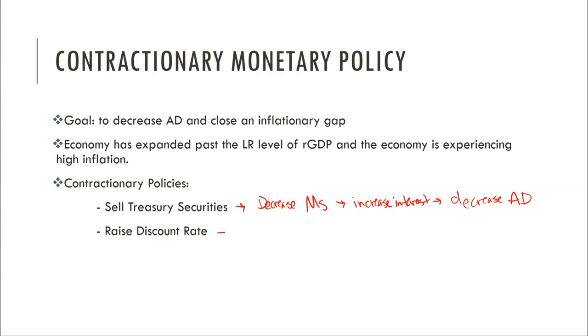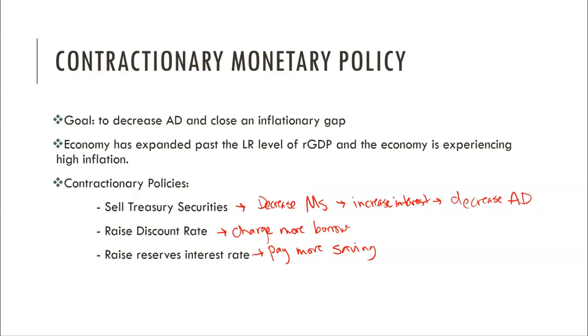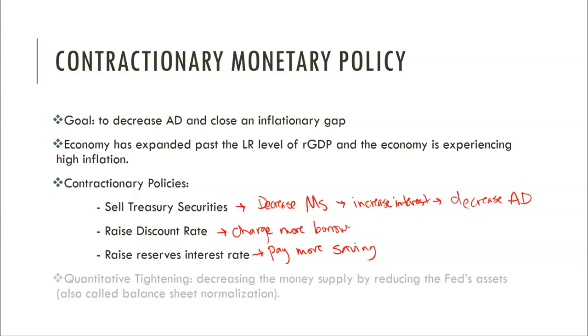They're going to raise the discount rate. So they're going to charge banks more for borrowing. So they're going to want to keep more reserves on hand because they're not going to want to have to do loans. It's going to raise the interest rate on reserves. So they're going to pay more for saving. This is going to incentivize banks to keep more of their reserves at the Fed rather than lending it out to customers. So contractionary policy would be quantitative tightening. This is where you decrease the money supply by reducing the Fed's assets. Sometimes this is also called balance sheet normalization.